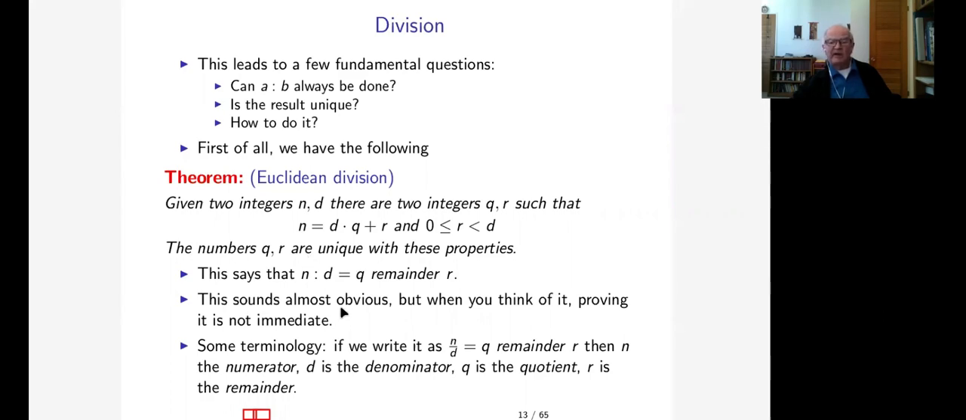Sounds obvious, but if you tried to prove it, it's not an axiom, so you need to prove it. And if you try to prove it, then it's not so obvious, not so easy to prove. So we won't bother about proving it. I just wanted to mention it. When we write this, n is called the numerator, d is called the denominator, q is called the quotient, and r is called the remainder.